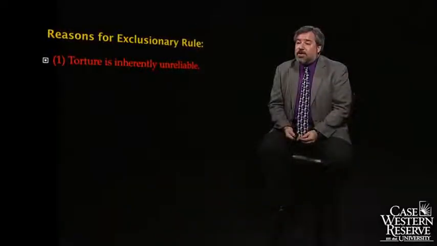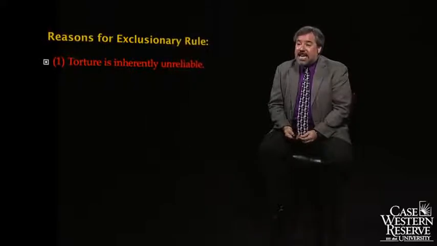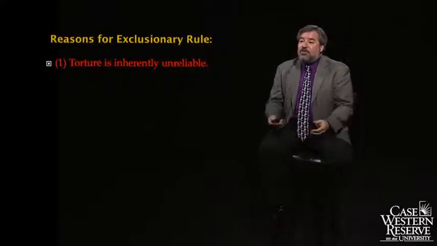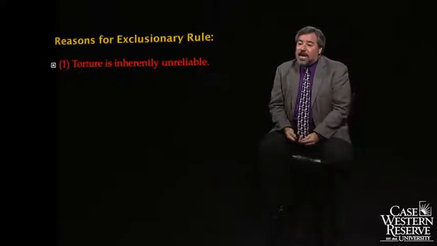So what are the reasons for this exclusionary rule? The first one is that torture evidence is inherently unreliable. There's a famous story about Senator John McCain, who was a fighter pilot during the Vietnam War. He was shot down. The Vietnamese captured him, and they subjected him to awful forms of torture. And they kept saying over and over again, tell us the names of your other pilots, the other people in your squadron.